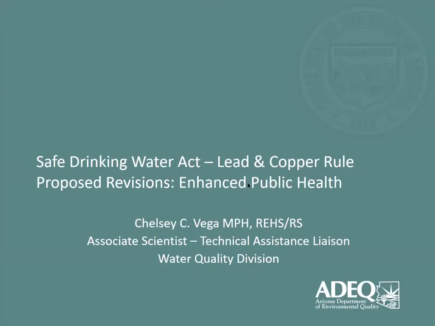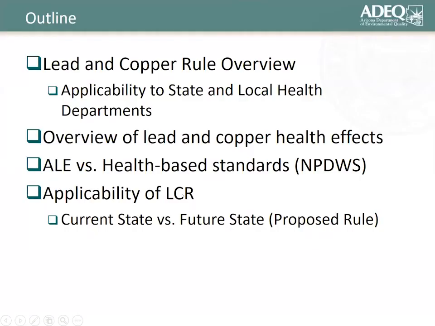What I want to do is go over what we have right now as a lead and copper rule and what we enforce in the state, and what are some of the upcoming changes that really can be published any day now. We're expecting EPA to have the final rule out within weeks to come, and hopefully this gives everyone a snapshot of what those impacts may be to our state and what types of regulations our public water systems are going to be held to.